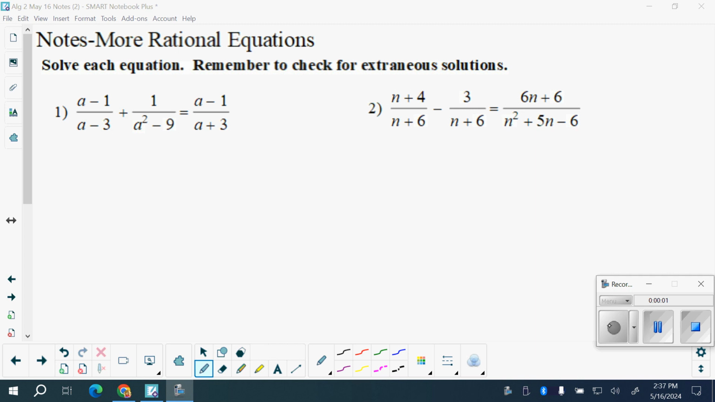Okay, so more of the same that we've been doing. So do any of those denominators factor? The 9. Yeah. How does a squared minus 9 factor? Good. So we would not need to multiply top and bottom here by a plus 3. And then how about this one here? A minus 3.